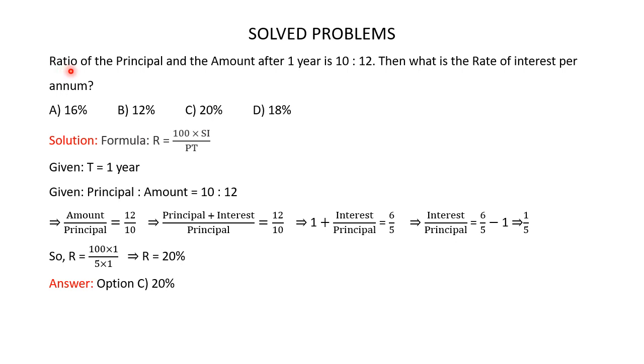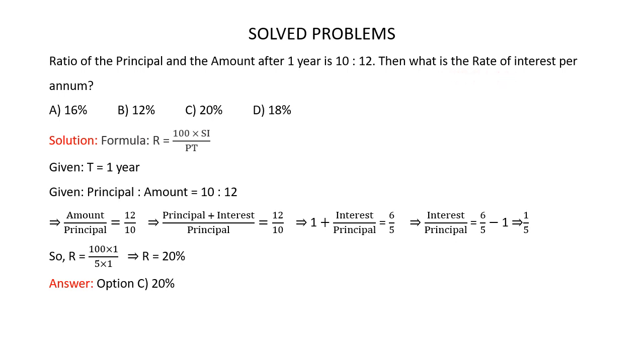The ratio of the principal and the amount after 1 year is 10 is to 12. Then what is the rate of interest per annum? Here you are given 4 options and you have to find out which of these options is the correct one. So here you are asked to find the rate of interest per annum.